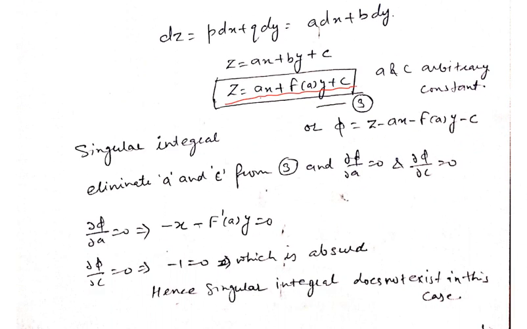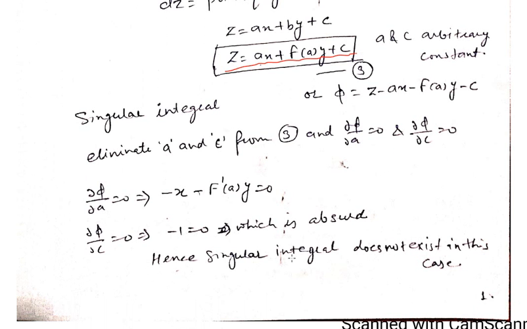Now we can also find its singular solution. So let's take phi as the complete solution, phi equals 0. First we calculate the partial derivative of phi with respect to a and put it equal to 0. Then calculate the partial derivative of phi with respect to c and put it equal to 0, as a and c are arbitrary constants. And from these three equations we have to eliminate a and c and get a relation without a and c, which is the singular solution.